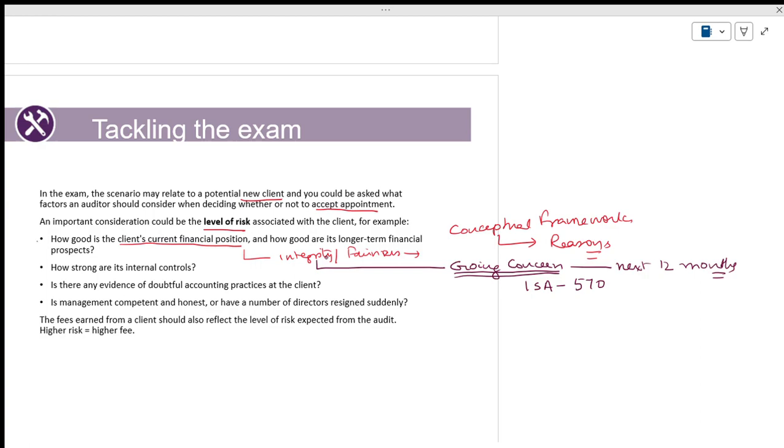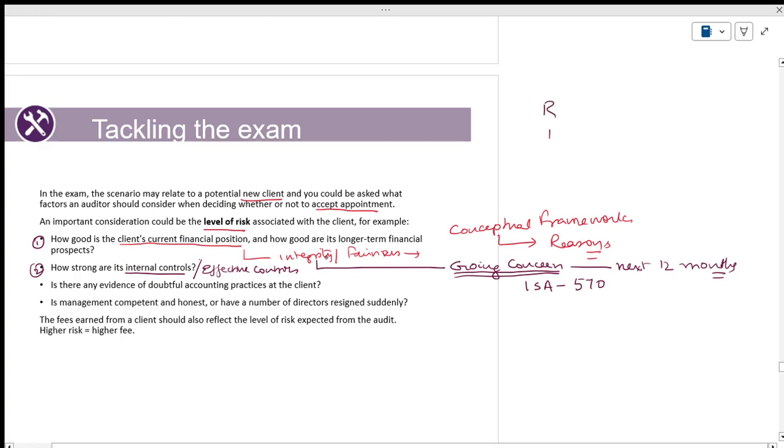Next, the second point: how strong are the internal controls? You should have internal controls, and you should have effective controls. People say there are so many internal controls, but we have to think about whether the controls are effective.